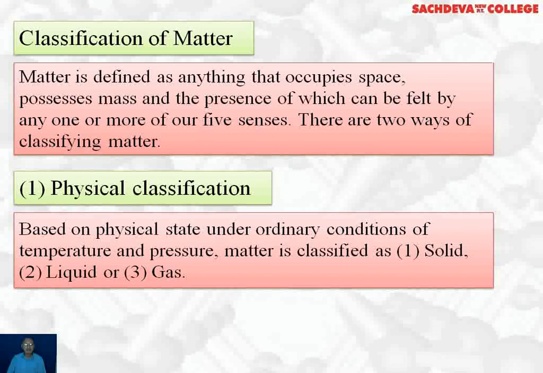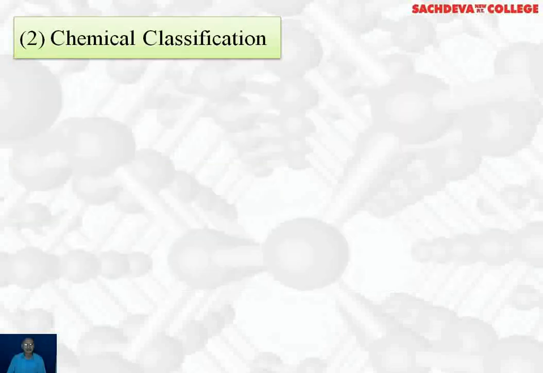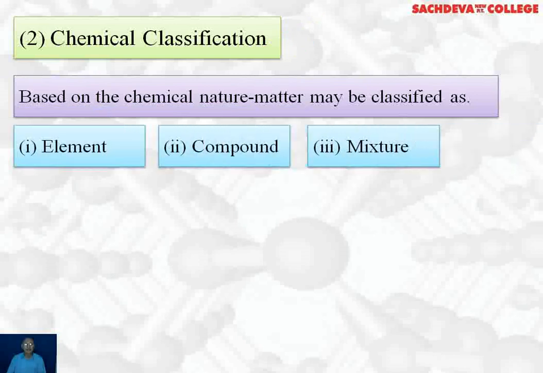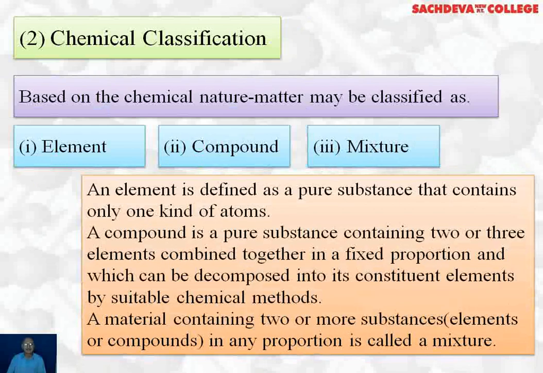On the basis of physical state, under ordinary conditions of temperature and pressure, matter is classified as solid, liquid, or gas. Chemical classification: based on the chemical nature, matter can be classified as element, compound, and mixture. Now, what is an element? An element is defined as a pure substance that contains only one kind of atoms. It is a simple substance and it cannot be broken into simpler substances.